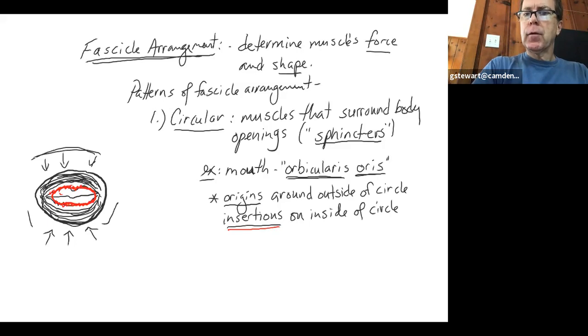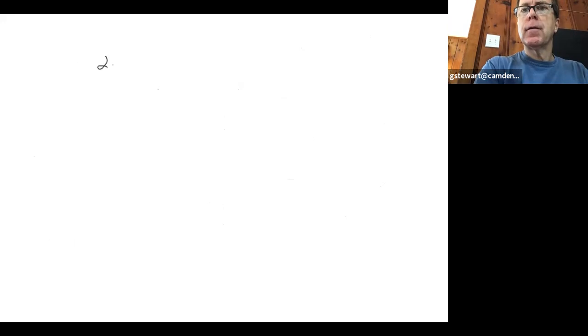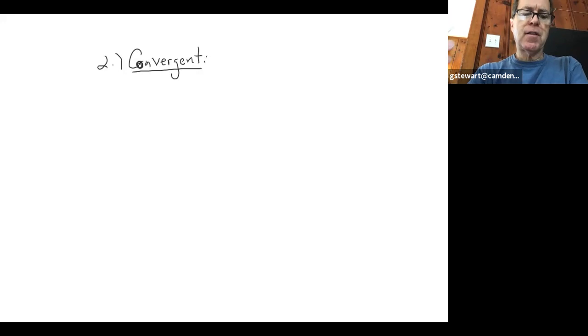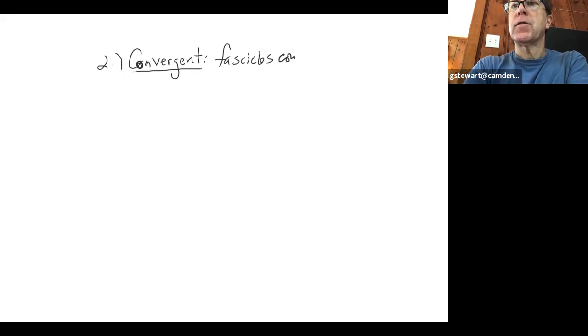Get my black pen up here, go to a new page, and I'll just write number 2. This is the second type of fascicle arrangement or pattern of shape. They're called convergent, C-O-N-V-E-R-G-E-N-T. This just tells us that the fascicles and the fibers in them converge toward an insertion point, just like the name says.